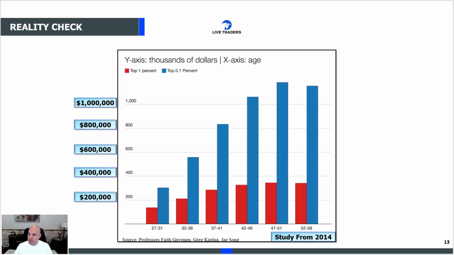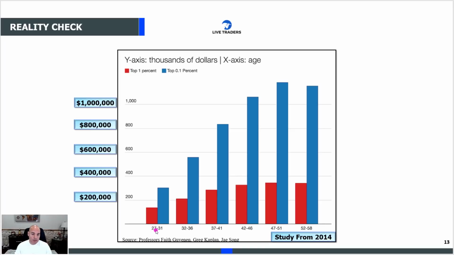So let's just go over this briefly, okay? If you are between 27 and 31 years old, okay, $160,000, again, this is 2014, could be slightly higher, $170,000, you heard me, gets you into the top 1% in the United States of America.